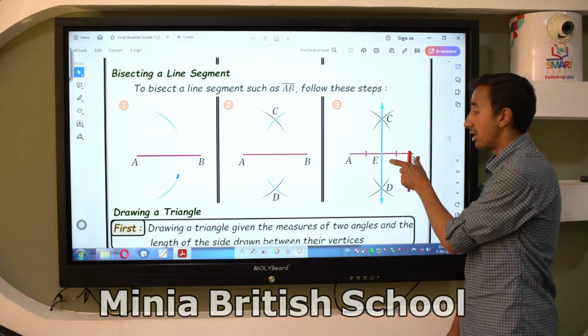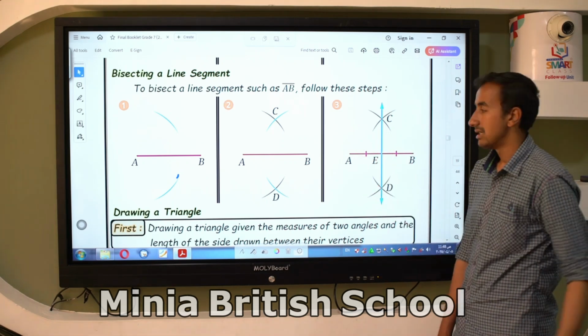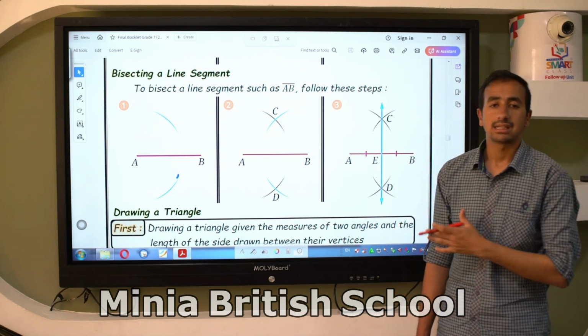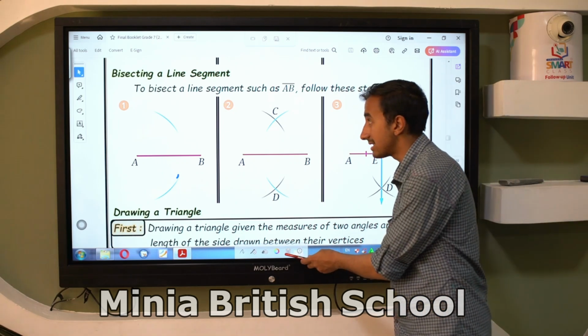Here you can measure this by using a ruler. It's equal to this part. This part AE equals the part EB. AE equals half of AB. Here, the second drawing, a line segment, bisecting a line segment.